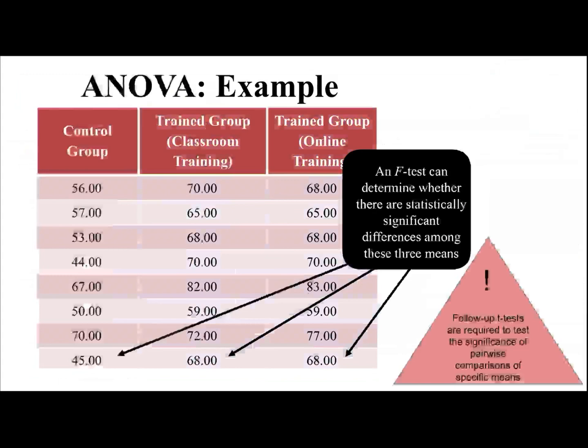If the F-test shows that there is a significant difference between these means, we can then conduct pairwise t-tests to see where those differences lie. So, if my F-test tells me, yes, there is a significant difference amongst these means, I will then conduct t-tests between control group and class trained, control group and online trained, and class trained and online trained. Every pair will be analyzed to see where those differences are.